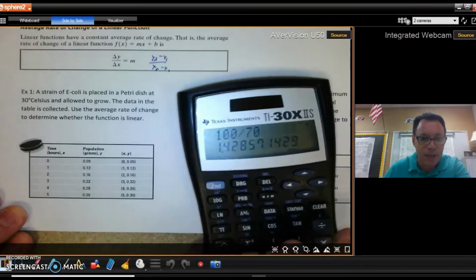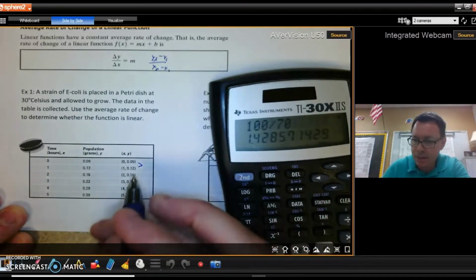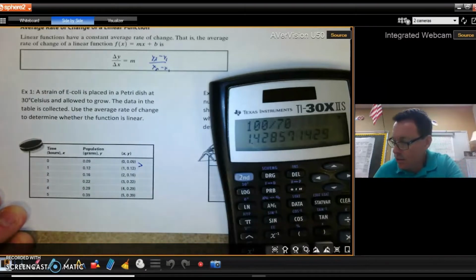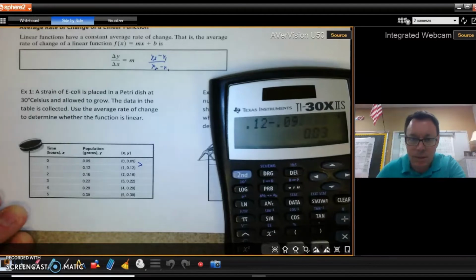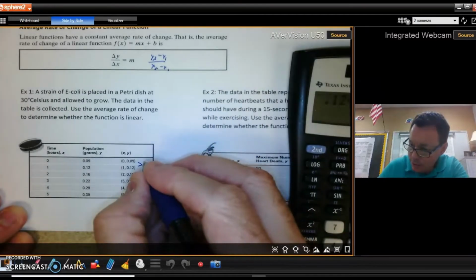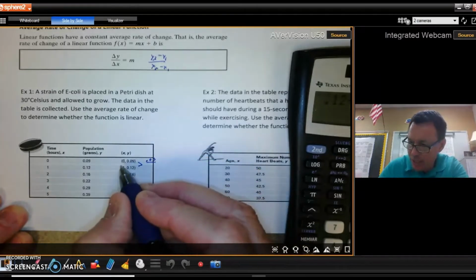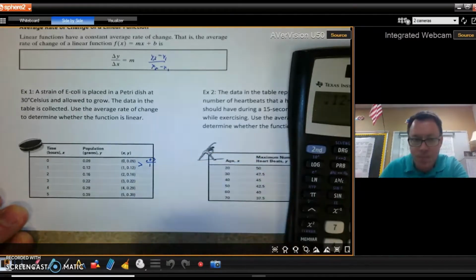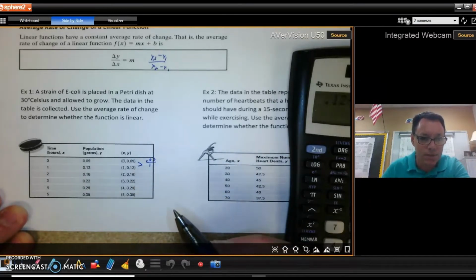If I look at these 2 pieces of data, and I subtract the y's, so 0.12 minus 0.09, that's going to give me 0.03. So there's my change in y, 0.03, over my change in x. Well, that's just 1 minus 0. That's the change from the 0 hour to the first hour, we'll say.